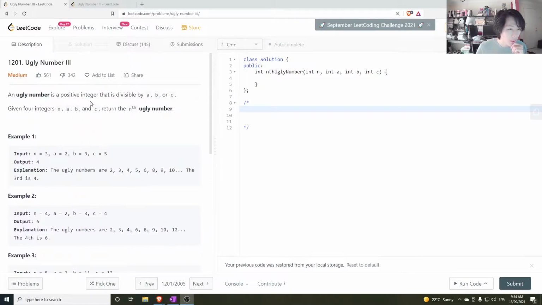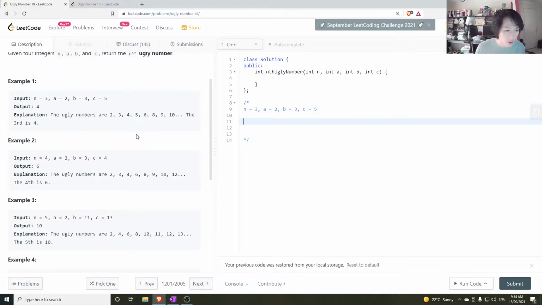An ugly number is a positive integer that is divisible by a, b, or c. Right. So any of these numbers would be an ugly number. Given four integers, n, a, b, c, return the nth ugly number. Right, so let's go through this example.